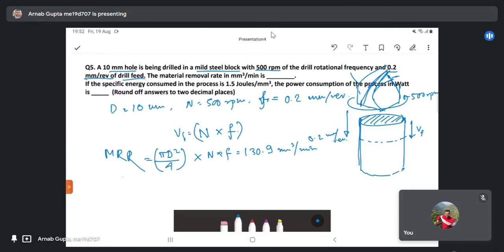Similarly, you can find out the specific energy consumed in the process. The specific energy consumed in the process is 1.5 joules per millimeter cube. Since we already know the material, we can conveniently say that the amount of energy required for this particular operation is 1.5 joules per millimeter cube. So what will be the power consumed? P is the specific energy into MRR. I think this will come around 3.27 watt. Actually, I'm not calculating this. You just calculate and check.